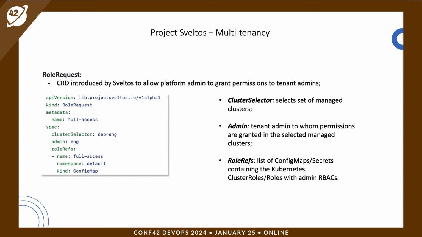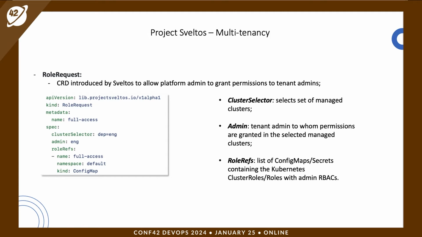So what Sveltos introduced in this case is yet another CRD. It's the role request CRD. And the role request CRD is a cluster-wide resource. It contains a cluster selector, which selects a set of managed clusters. And then it has a role ref section, which references one or more config maps or secrets. In the referenced config maps or secrets, you can put a bunch of cluster roles and roles.